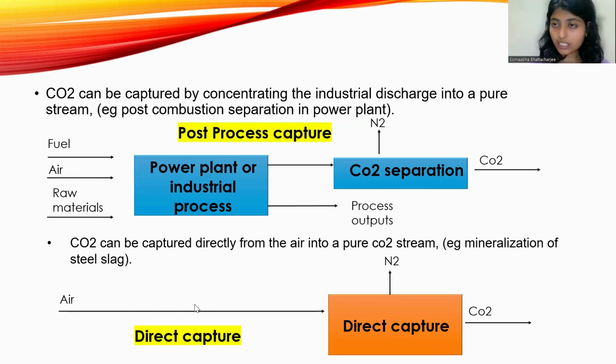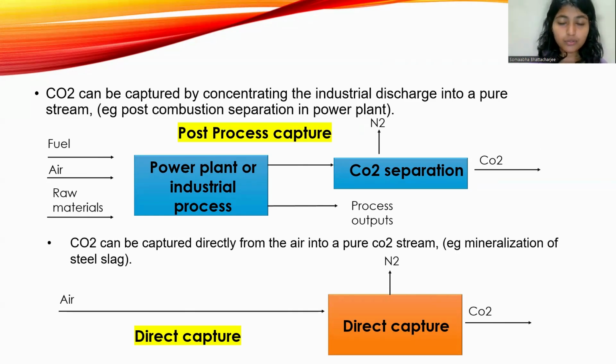The third and last approach is direct capture. In this, carbon dioxide is captured directly from the air into a pure carbon dioxide stream, and this is used during mineralization of steel slabs. As we can see, directly from air we separate nitrogen and obtain the pure carbon dioxide stream. These were the three approaches to carbon dioxide capture.